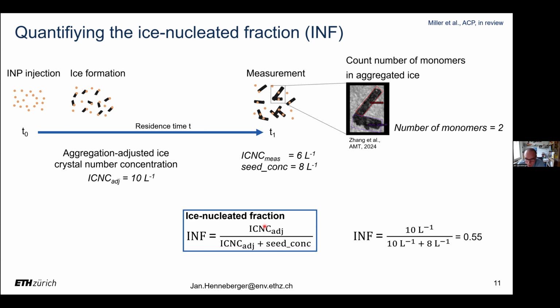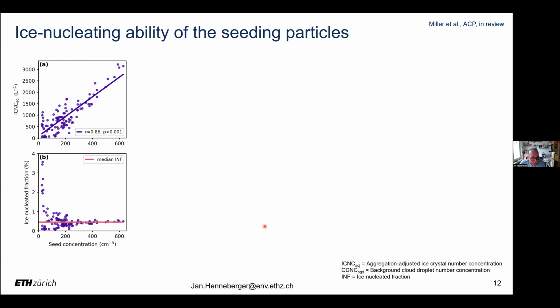I give you a little bit of time to follow this calculation and also think about what you think our ice nucleated fraction in the experiment is. Is it 50%, 100%, 1%, 0.1%? Okay, the answer is it's around 1%.